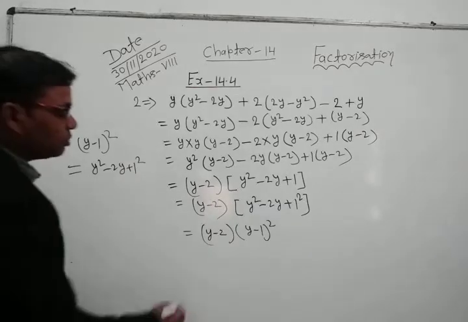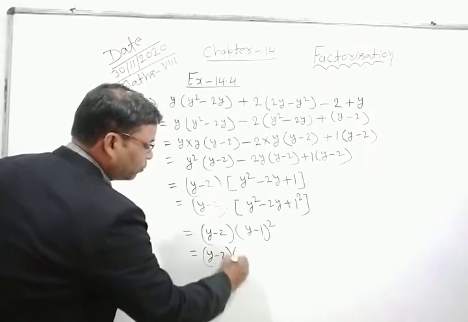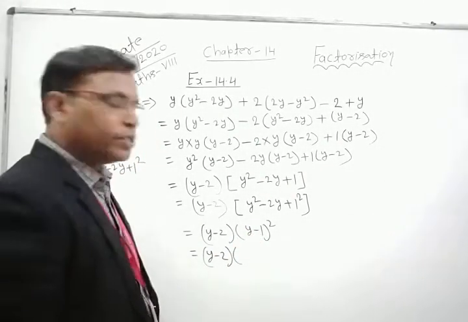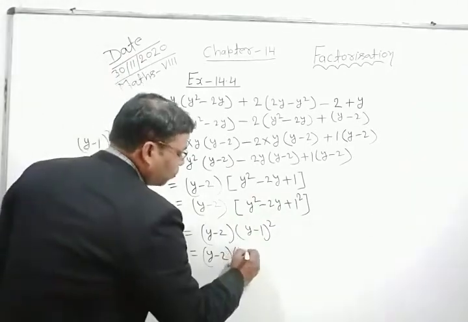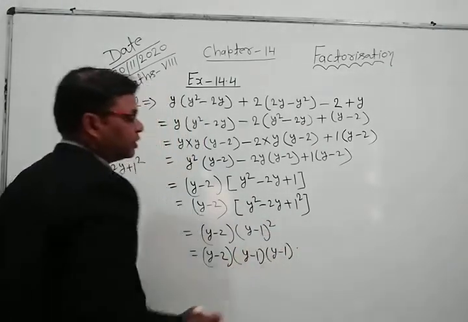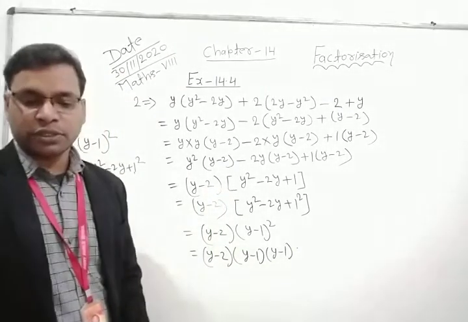Okay. Also you can write (y minus 2) into (y minus 1) whole square of (y minus 1). This is equal to what? This is equal to (y minus 1) into (y minus 1). This is clear? So students, I hope all of you understood these questions.